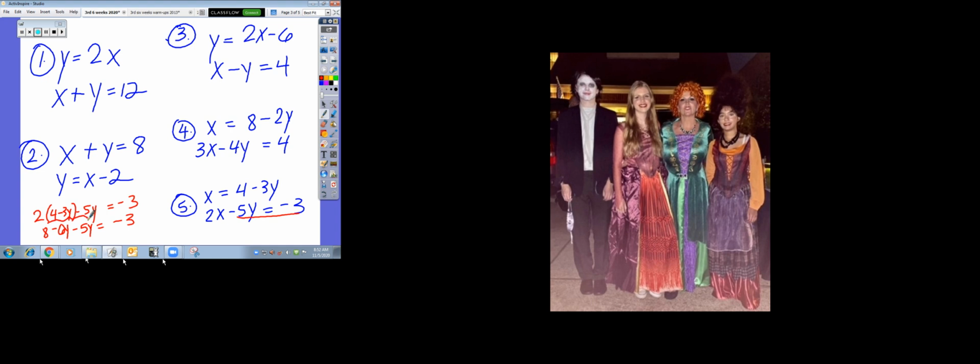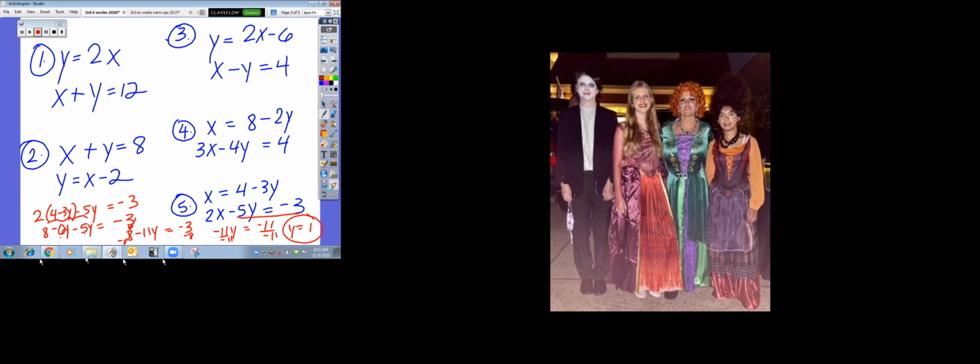Combine your like terms over here. -6y and -5y. That's -11y. So 8 minus 11y equals -3. Get rid of this 8. That 8 is positive. So I'm going to subtract 8 from both sides. So then I have -11y equals -11. And then divide by -11, and y is +1.